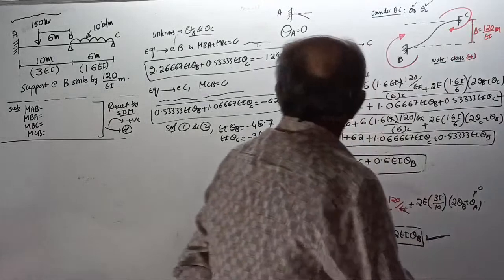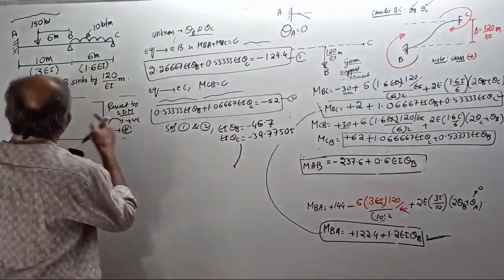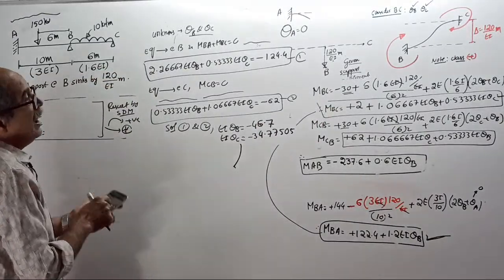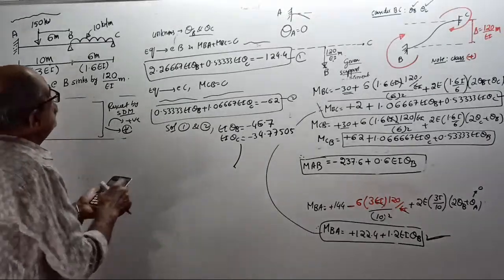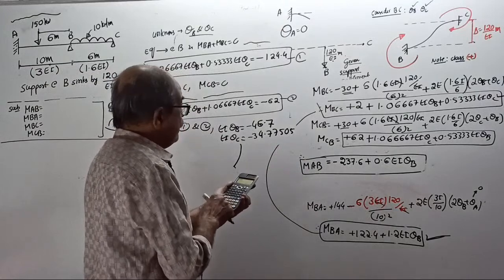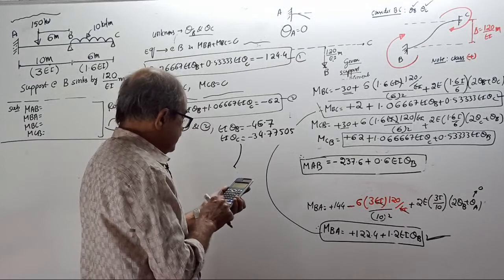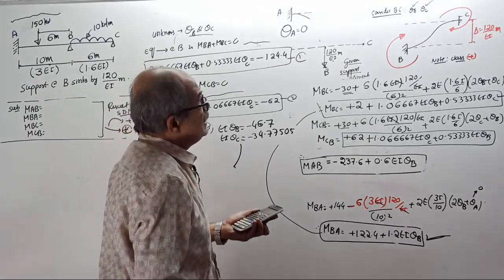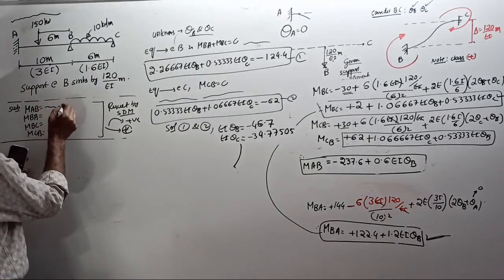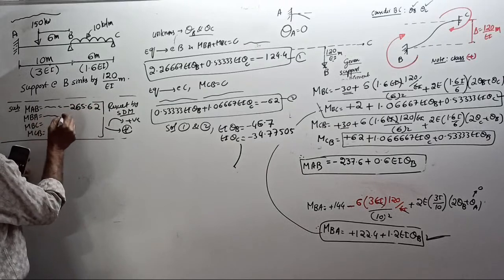Okay. Now, with this data, you substitute. I will do one thing now. Substitute. I will have the answer here. MAB. Leave it now. MAB equal to, MAB is here. Minus 237.6 plus 0.6 into minus 46.7 is minus 265.62. After substituting, it is minus 265.62. MBA if you substitute.